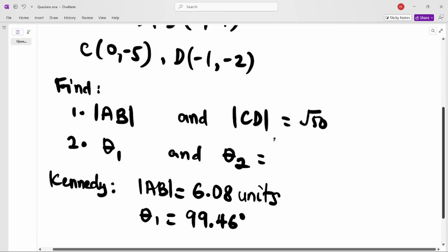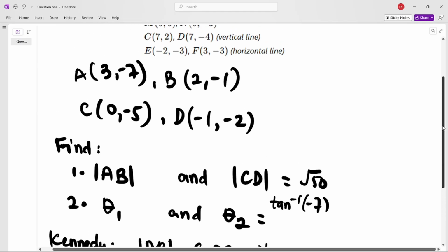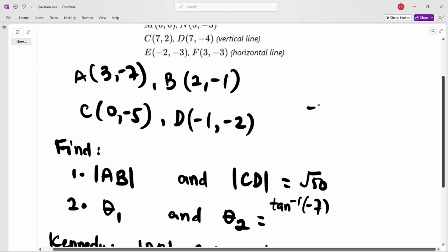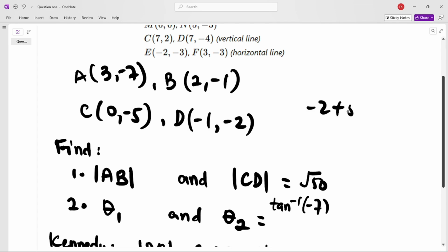Tan inverse of -7. Kennedy, put that in your tan inverse of -7. So what formula are you using? So 180 plus tan inverse -7. Okay, sure. Kennedy, help us, and let me confirm the gradient at least. Negative 2 plus 5, all over negative 1.